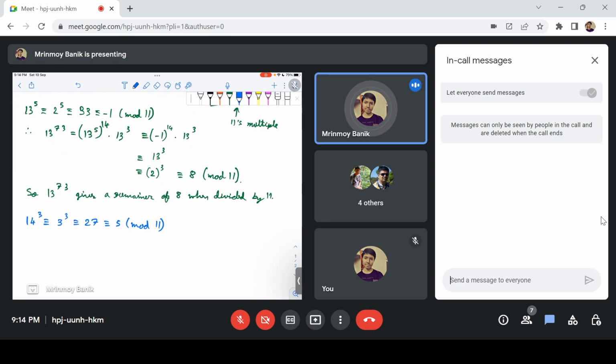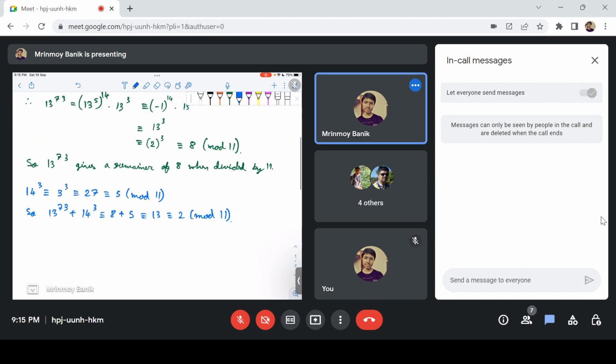So 8 and 5. Okay. So 13 power 73 plus 14 cube is congruent to 8 plus 5, that's 13, which is congruent to 2. So 2 is the answer.